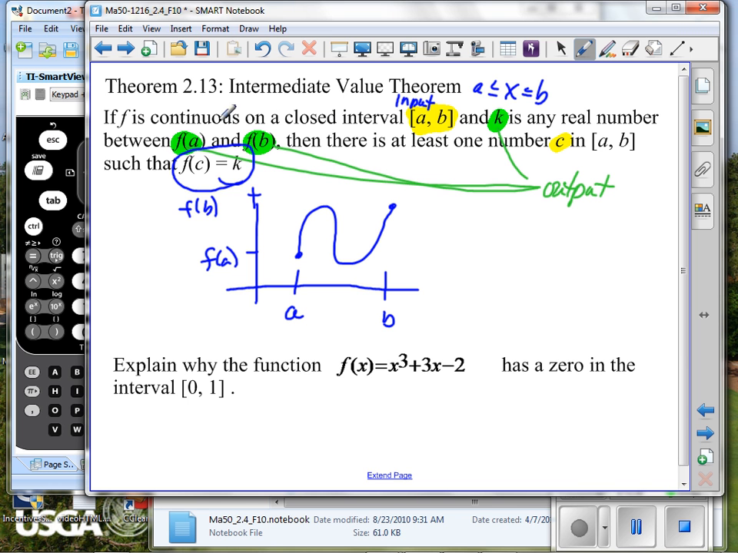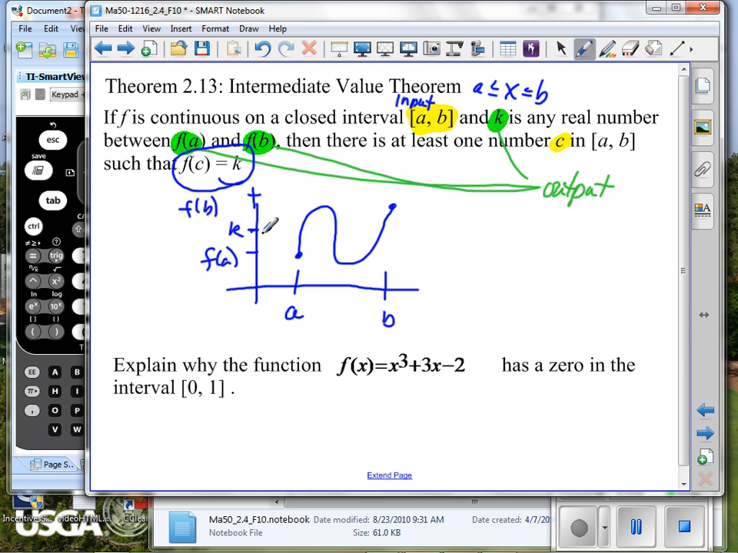It says this function is continuous on the interval, and k is any real number between f of a and f of b. Where would I show k on this? Yeah, right here. Somewhere in here is a value k. It's an output value between f of a and f of b. Then, there's at least one number c. C is somewhere in the interval. It's an input. So c is somewhere down here, such that f of c, the output of that value, has the same output as k.